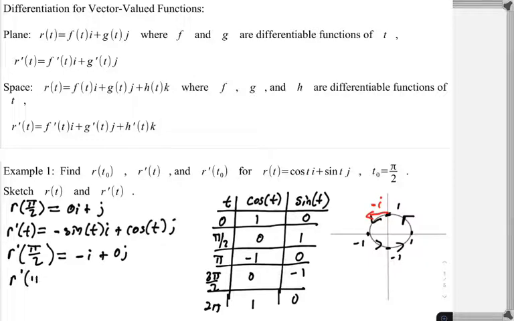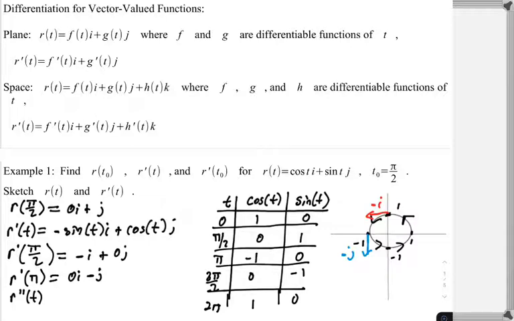We could also find, this is not on here, but let's go ahead and find r prime of pi. r prime of pi would be 0i and then minus j, and so that would give us our tangent there. Okay, so that's pointing to the direction that we're going, or our tangent. Okay, now let's look at the second derivative.